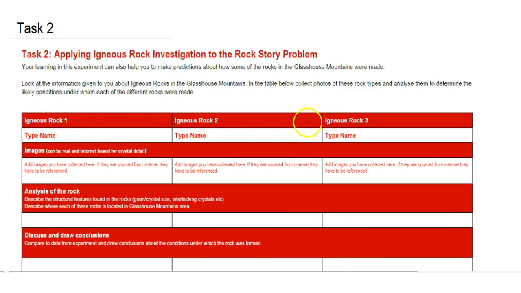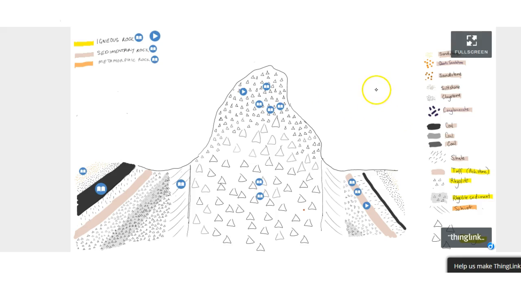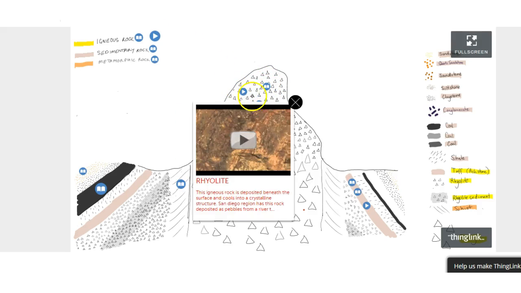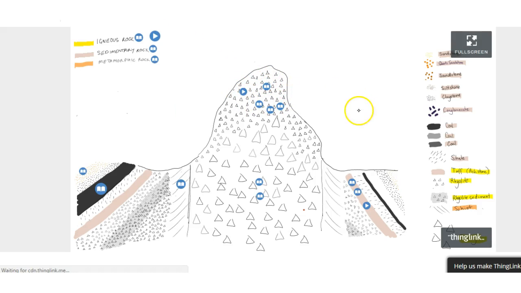And the 3 different types of igneous rocks are actually found in our Glasshouse Mountains picture, which I'm going to show you now. In Connect, you'll see this page, which is an embedded website called ThingLink. And there's our Glasshouse Mountains picture, and I have all these little links on here to different websites and pictures and videos to help you learn about the rocks in those areas. Now over here it says that our igneous rocks are in our key coloured yellow, our sedimentary are coloured this skin colour here, and metamorphic are this orange.